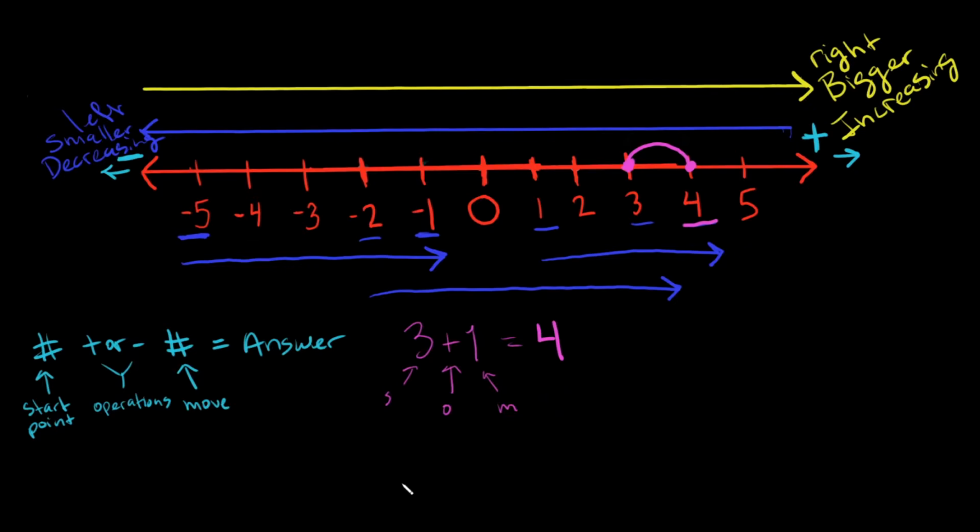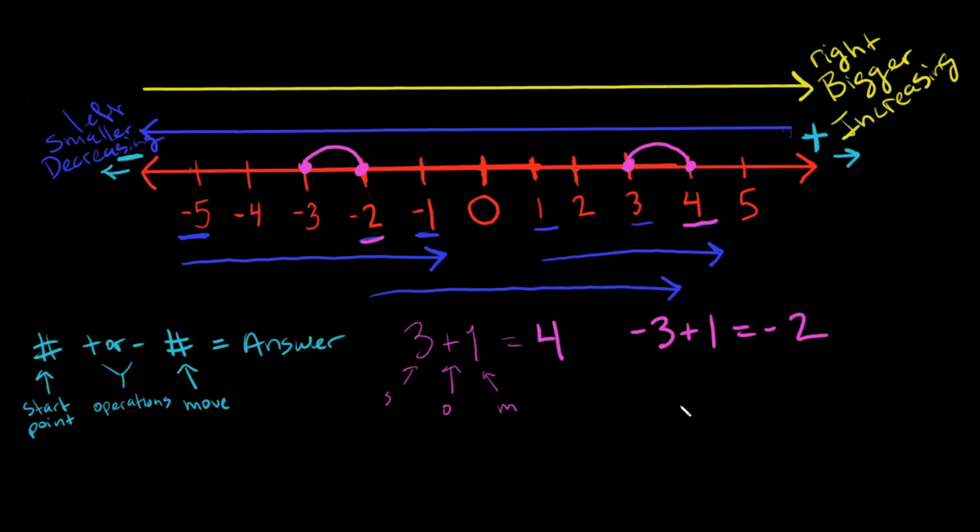So what if I asked you, what's -3 plus 1? Well, again, -3 is our start, right? And we're adding, so we're moving to the right, and we're only moving once. Where did we land? -2.